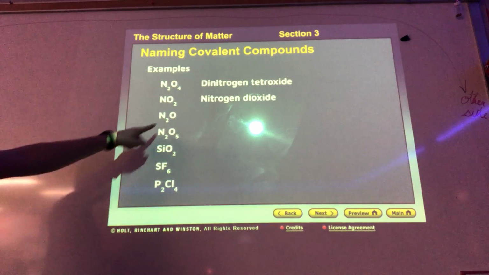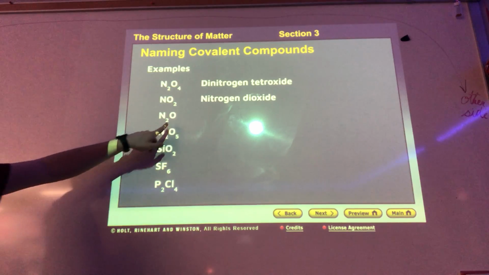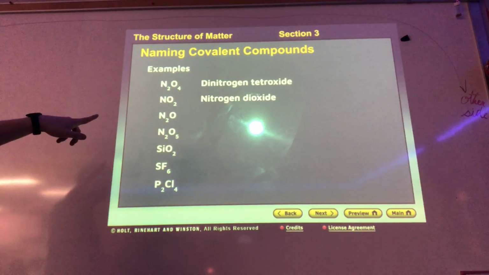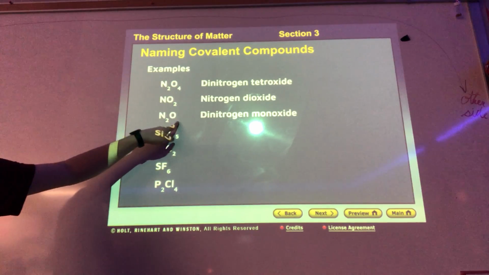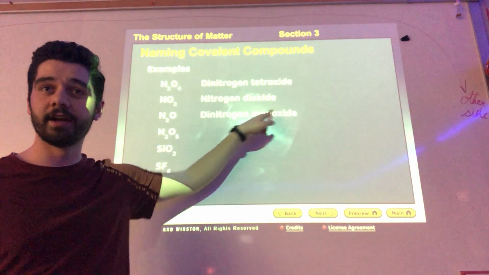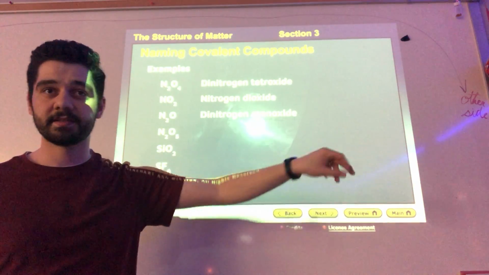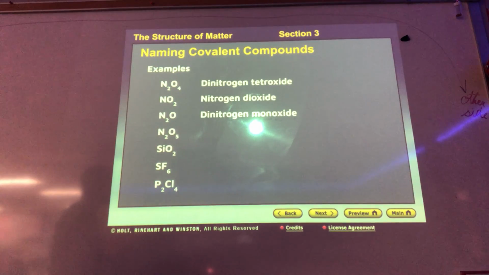Because for the second element, dinitrogen monoxide. So I use mono for the second one. Notice I didn't put monooxide, I put monoxide. You don't use mono on the first element. If it has only one, then you don't want one.